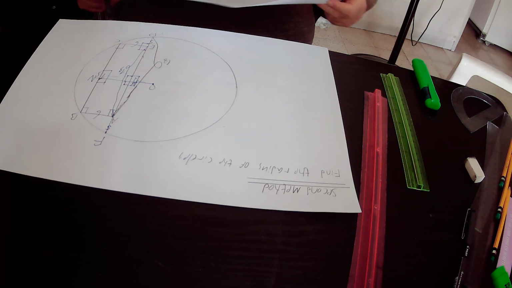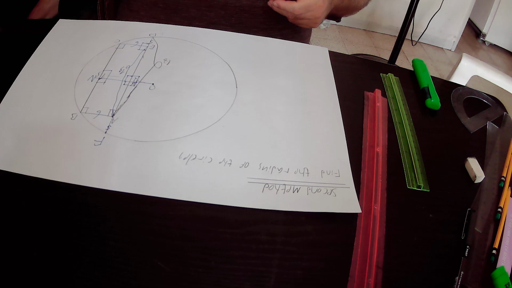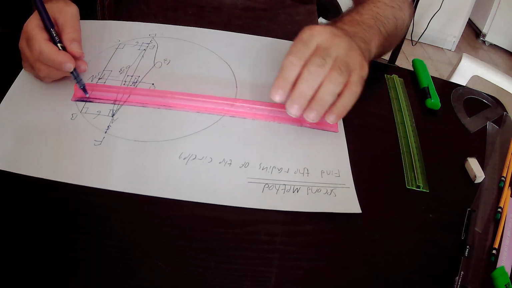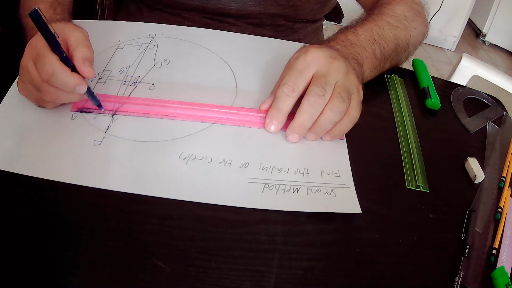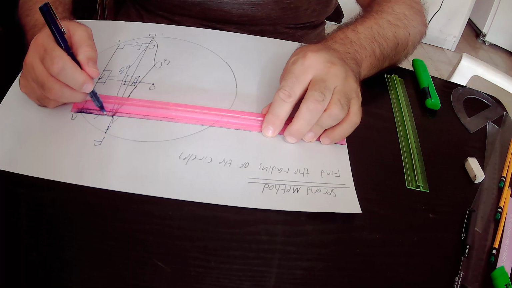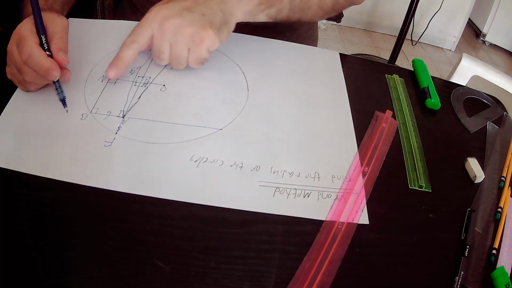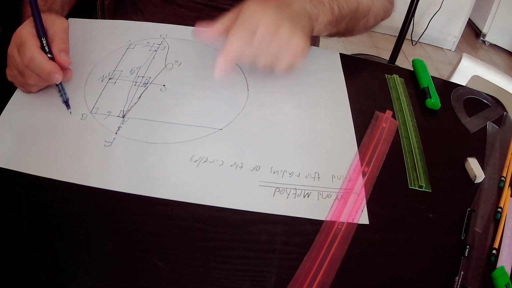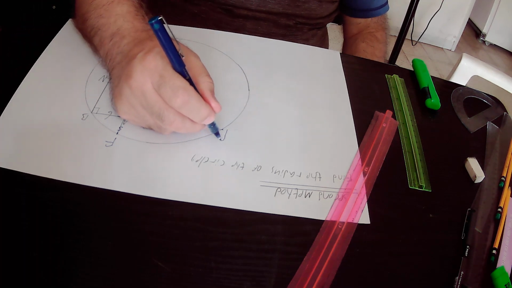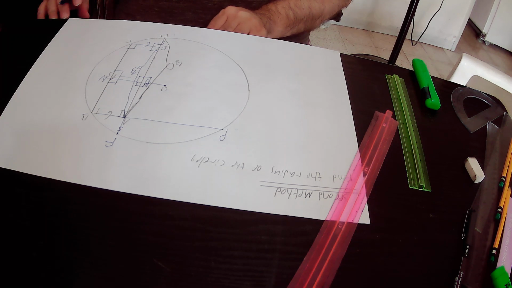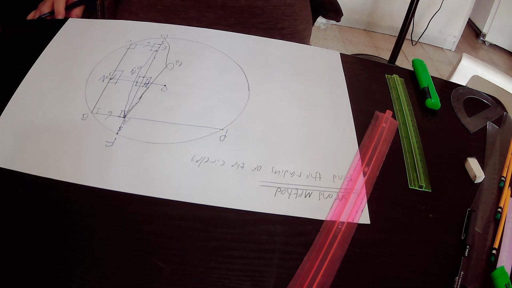In the next step, we'll extend side BA until it touches the circle. We'll define the touching point of the extended side BA and the circle as point P. Here we'll implement the old rule number 2 in our drawing.